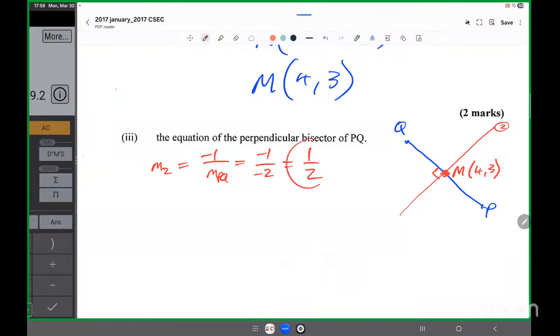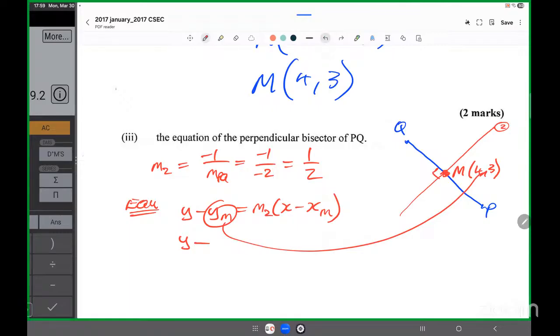So we're now using this gradient and this point to get the equation. Some people use the method of y equals mx plus c and use a point to calculate c, but we can use the BFF formula. So the equation of a line becomes, using the BFF, y minus y1 at the midpoint equals the gradient of line 2 times x minus the x value at the midpoint. Put the values in there. So it's y minus the y value at the midpoint, which is 3, equals the gradient, a half, times x minus the x value at the midpoint, which is 4.